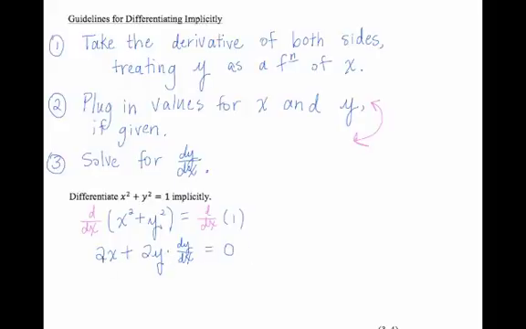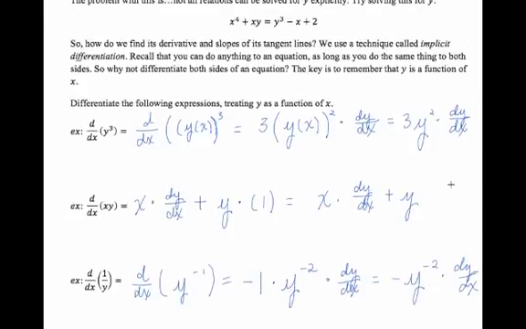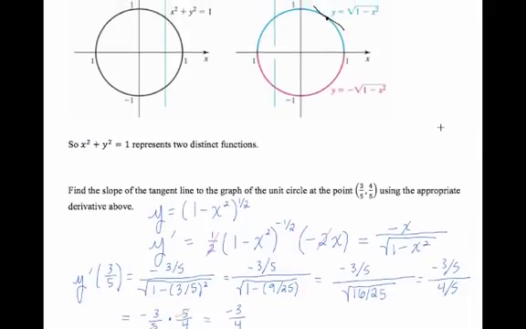And now we can solve for dy dx. So subtracting 2x over to the right gives us 2y times dy dx equals negative 2x. Dividing both sides by 2 makes those go away. And we're solving for dy dx here, the derivative. So we need to divide both sides by y, so we get negative x over y as the derivative. It doesn't look quite the same as the derivative that we previously got right here. But in fact it is, because y is defined as root 1 minus x squared. So this is the same as negative x over y.